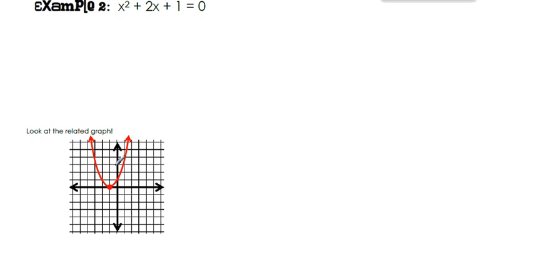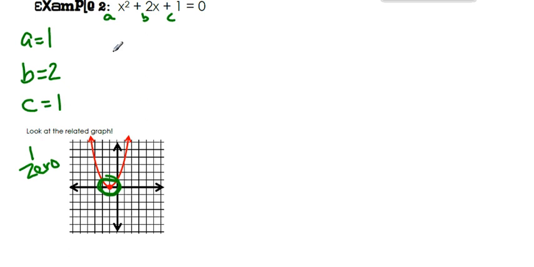Okay, now if you look at the related graph, you'll notice then how many do we have? We have 1. Okay, so let's see what our discriminant looks like when we have just 1 zero. Again, we have to check that it's in standard form. We have x squared followed by the x followed by the constant, and it equals 0. So that means we have a, b, and c. Our a will equal 1, our b is going to equal 2, and our c is going to equal 1. So we're going to plug it in again.